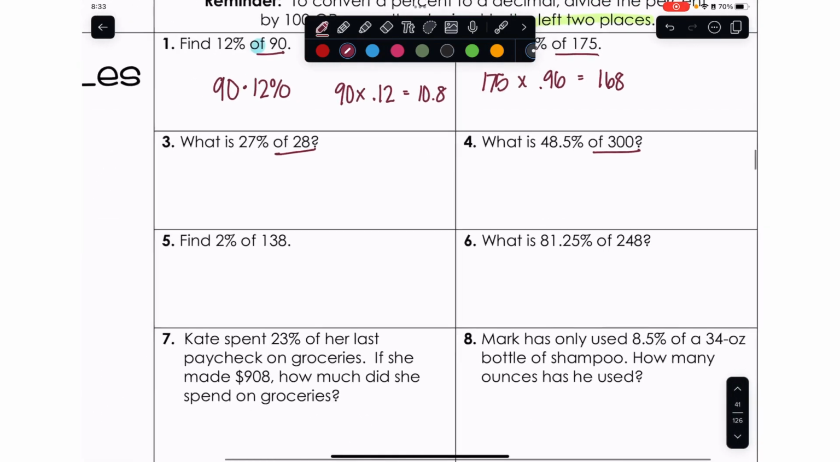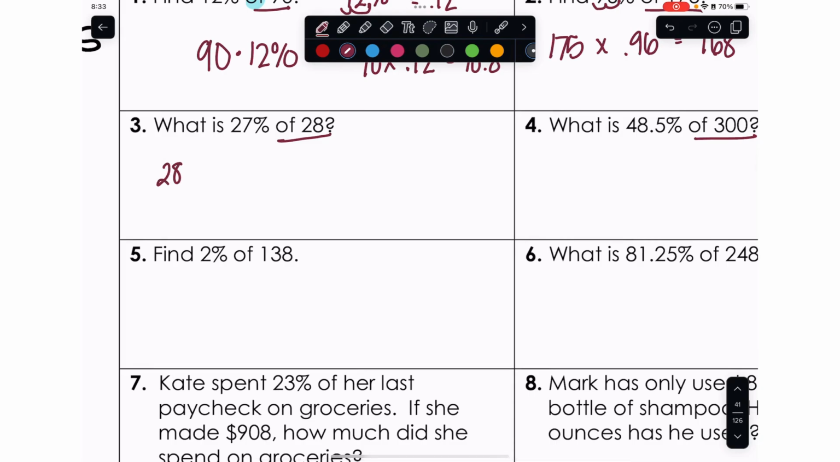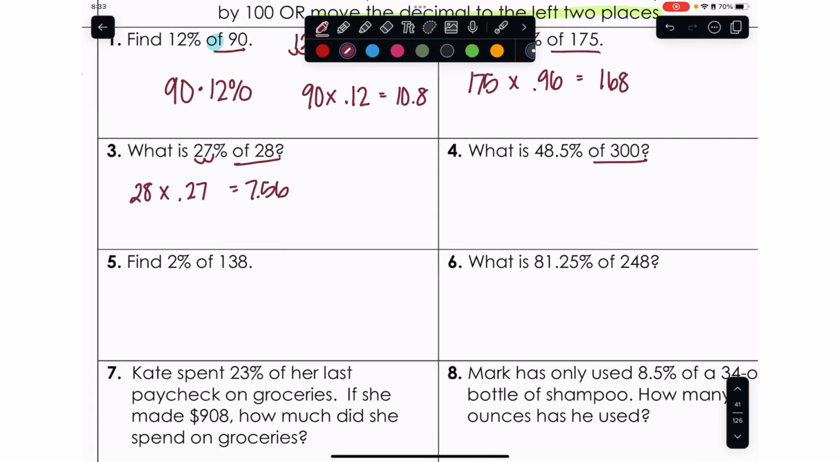All right, number 3. What is 27% of 28? Again, I'm going to take 28 times 0.27. I move that decimal place over 2 times to the left. So 28 times 0.27 equals 7.56. Okay? So always keep a lookout for these types of problems. You can always use the percent proportion, but this should help you go a little bit faster.